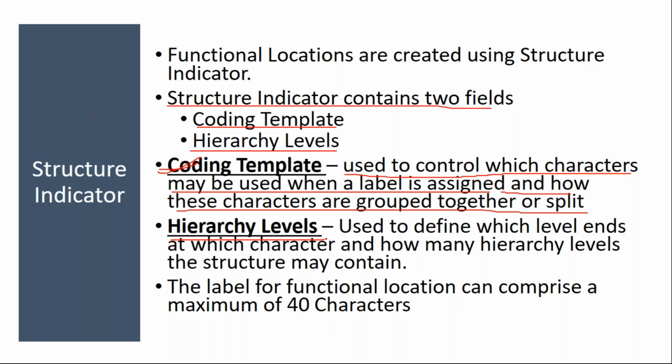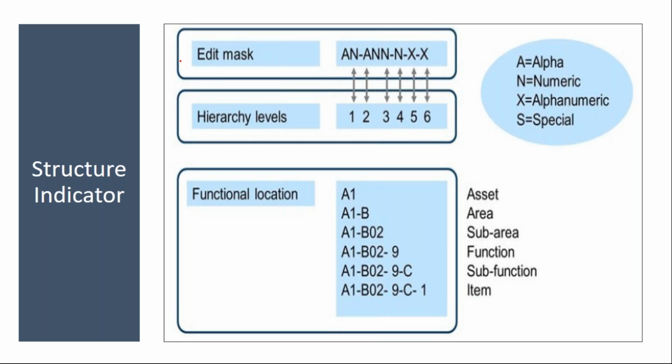Next one is hierarchy levels. Use it to define which level ends at which character and how many hierarchy levels the structure may contain. If you see this, you will understand. This is the coding template, nothing but the edit mask. If you see here, how many levels are there? 1, 2, 3, 4, 5. 5 levels are there: level 1, level 2, level 3, level 4, level 5.